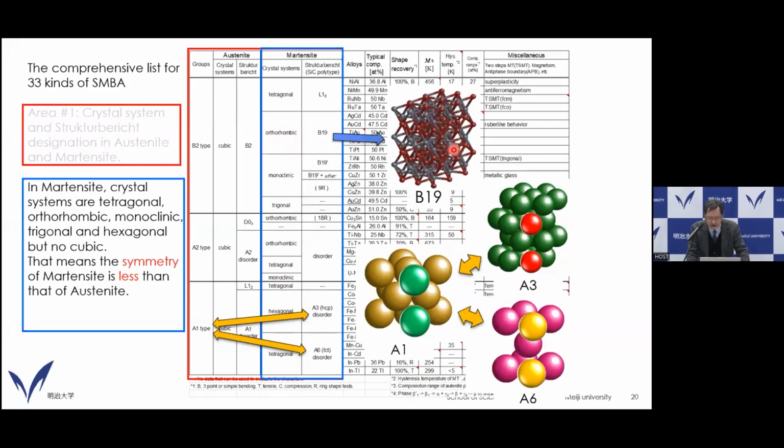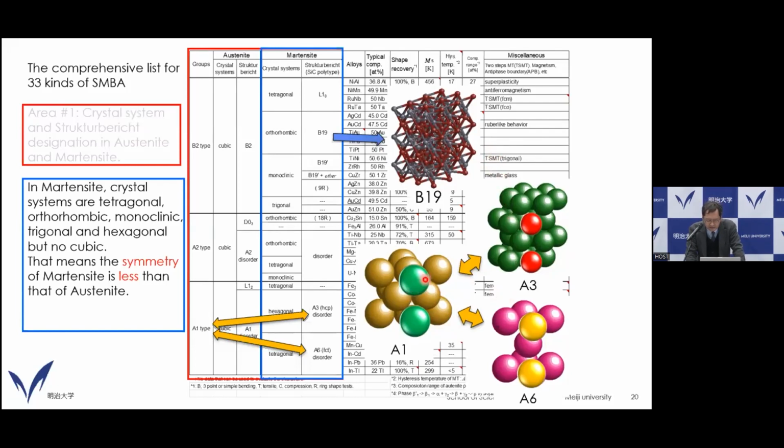This is the B19 structure. You can see it is a little complicated structure compared with the B2 I already showed you in austenite phase. Anyway, B19 is the structure of titanium nickel alloy. That is the material of the spring I showed you in the movie of the experiment.